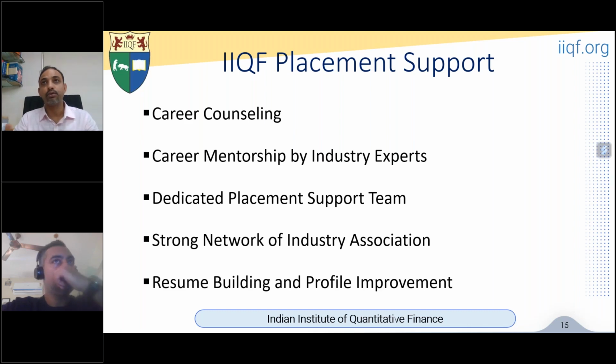If you're doing a quant course, then of course they will be targeting relevant roles in the quant and risk analytics teams of all these international banks, big four consulting firms, and other analytical teams as well, right?